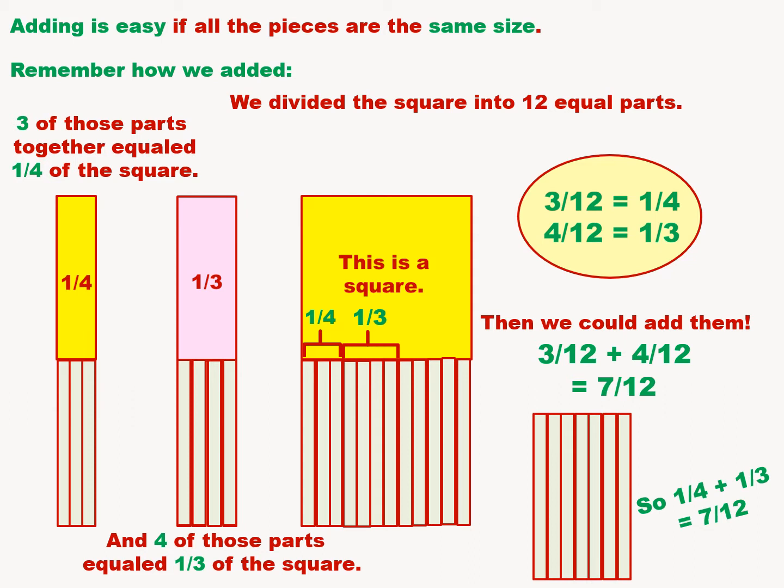Remember how we added? We divided the square into 12 equal parts and realized that 3 of those parts together equaled 1/4 of the square, and 4 of those parts together equaled 1/3 of the square. Well, then all we had to do was add 12ths. 3 12ths plus 4 12ths equals 7 12ths, so that 1/4 plus 1/3 equaled 7 12ths.